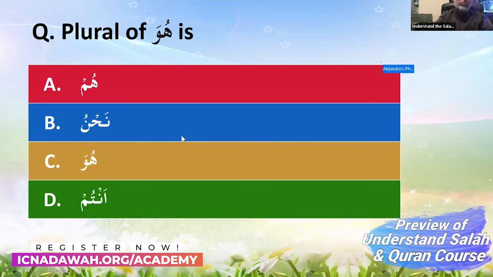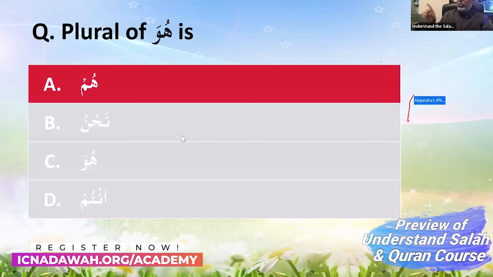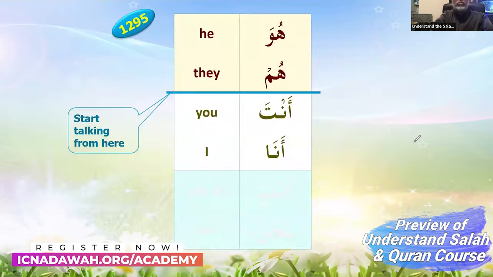All right, most of you got hum. Huwa is singular, hum is plural. So the plural of huwa is hum. Somebody is using annotation, so please don't do that. Disable annotation for others. And let me erase annotations. One second. Clear all drawings here. All right, let me go to the next question.